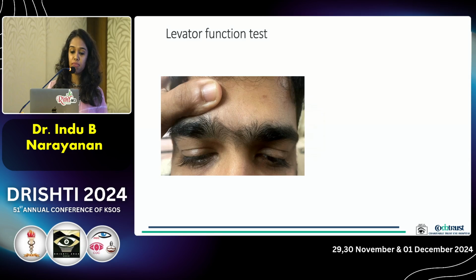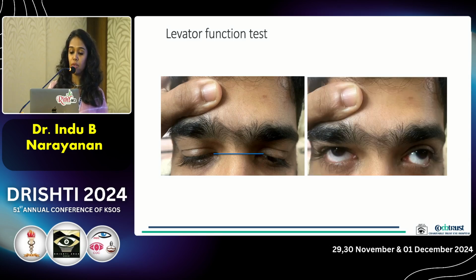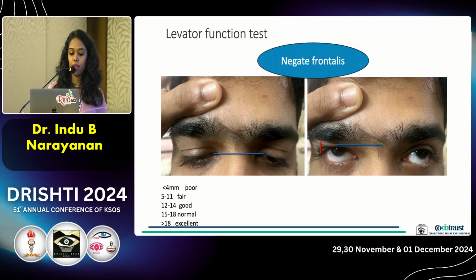Now moving to the levator function test. So how do we do that? Always ask the patient to look down to the maximum and look up to the maximum. The excursion of the levator, how much the lid excurses, is measured in the levator function test. The very important point is that you always negate the frontalis. This is how we grade it: less than 4 is poor, 5 to 11 fair, 12 to 14 is good, 15 to 18 is normal, and more than 18 is excellent.